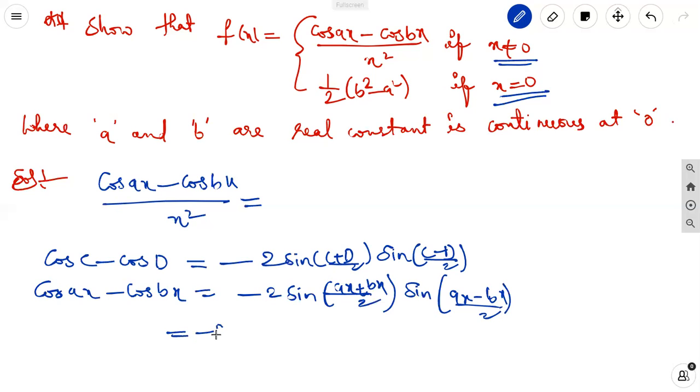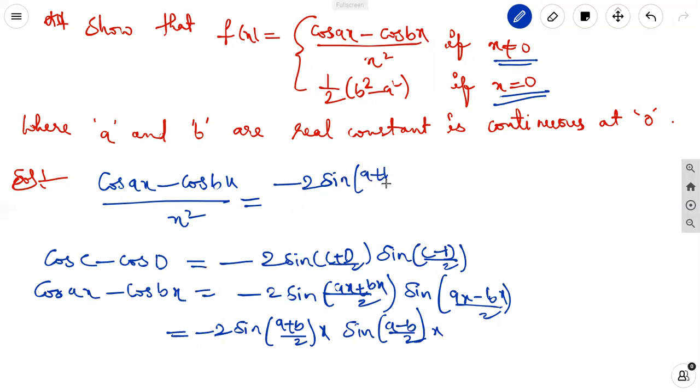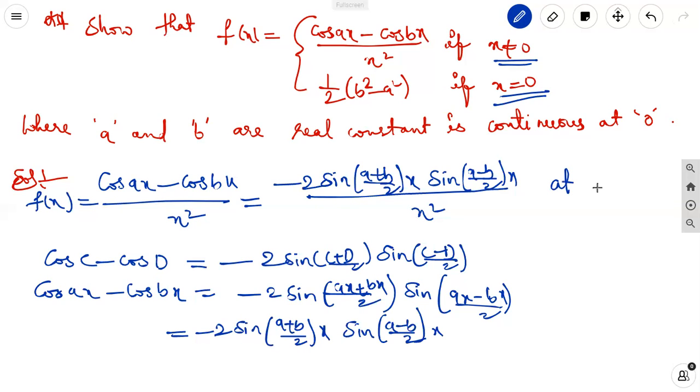That is nothing but minus 2 sin of (a plus b) by 2 into x, sin of (a minus b) by 2 into x, whole by x square. So this is the simplification of f of x, for x not equal to 0. And it is continuous.